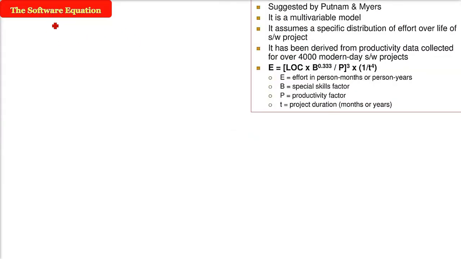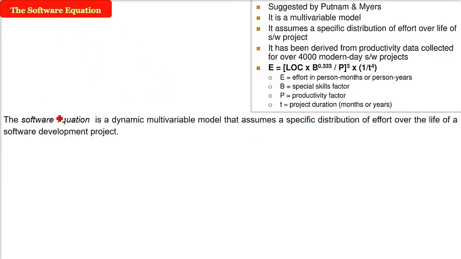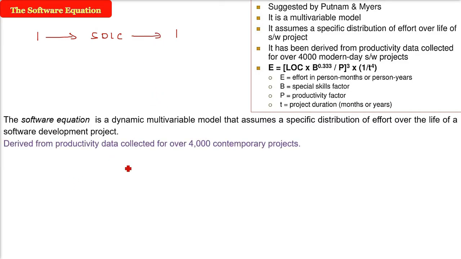The software equation. Now this software equation, if you see here, there are various variables. So this is a multivariable, dynamic model. And what is it assuming? It is assuming a specific distribution of effort over the life of the software development project. And where has it come from? The software equation has been derived from productivity data collected for over 4,000 contemporary projects. Okay, from there it is derived.